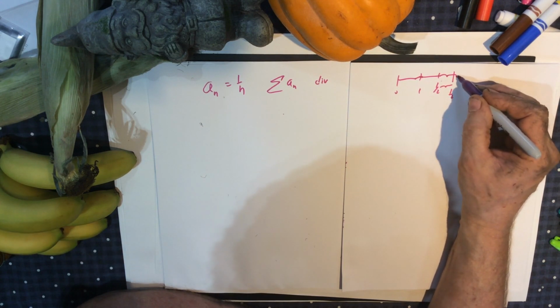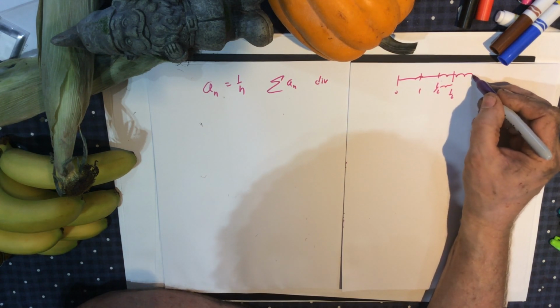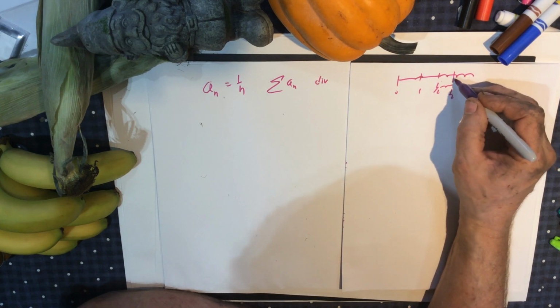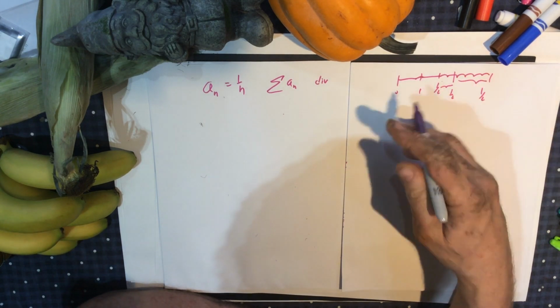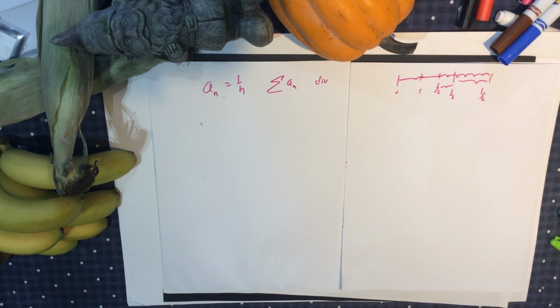And then we had a fourth, a fifth, a sixth, a seventh, and an eighth, which was more than a half again. It keeps on adding up in such a way that it's more than a half added on again and again and again. That's why it diverged.